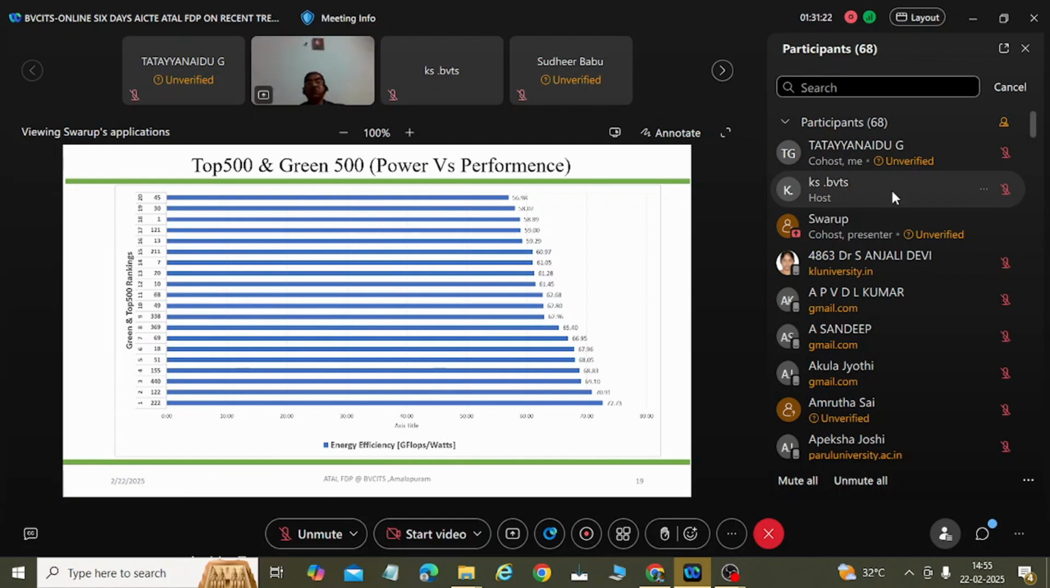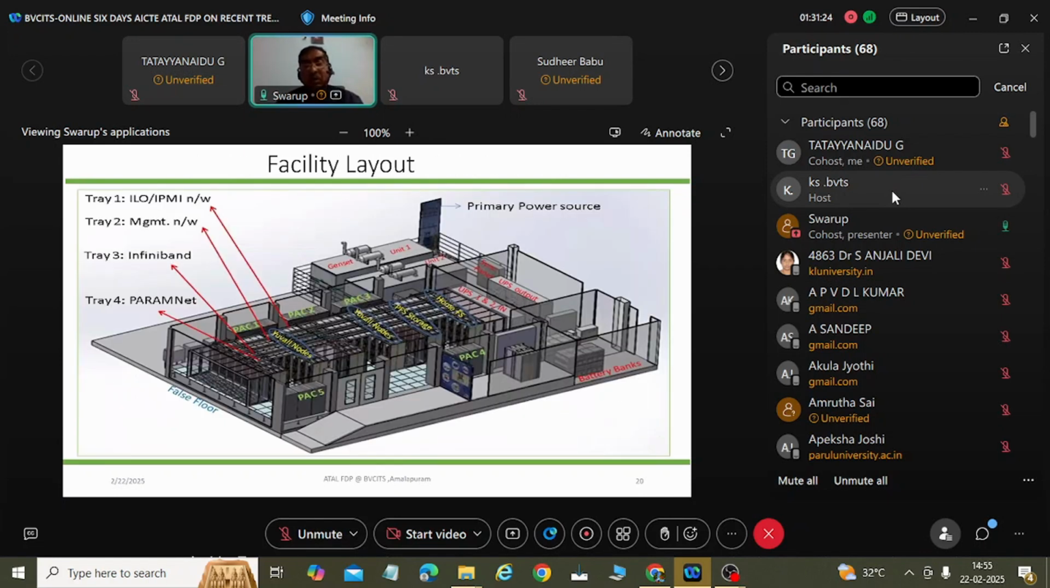Okay, so this is the facility layout. Why I am talking about this facility layout is that it is very important. I am giving the example of PARAM UR2 because this will tell us how to measure the performance and the power consumption, and how to draw the relation between them to ensure that you get the Green500 ranking.